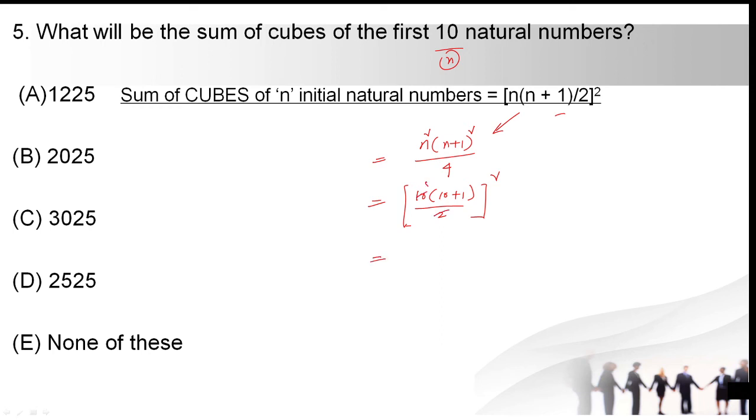So this is 5 times, so 5 into 11 whole square. So now this is 55 square. Yes. So here, how to find 55 square? We can use one method, that is method 1. I'm telling you to find the 55 square. So that is 55 into 55.